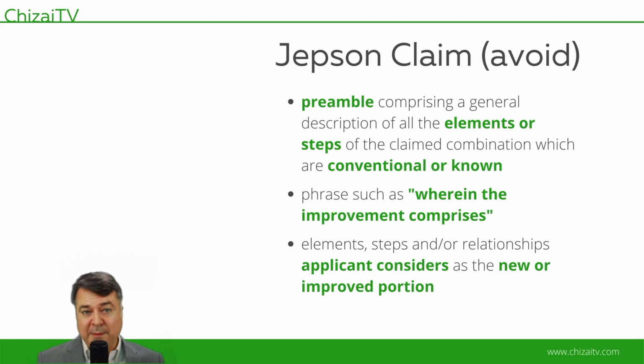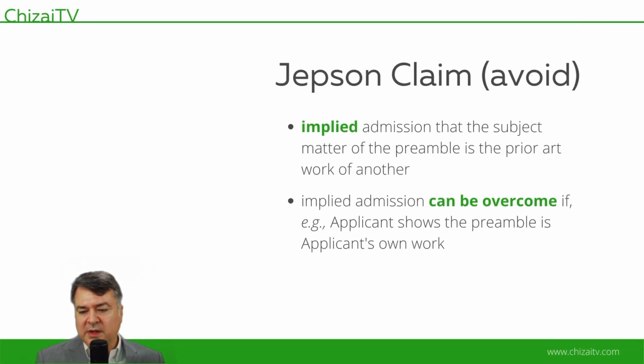So regarding an applicant admission of prior art, there is an implied admission that what you put in the preamble is the work of another, and you're admitting that it's prior art. This is a little bit different because this admission, you can overcome. You can argue back against it, and you might be able to avoid having your preamble be admitted prior art. As it says here, implied admission can be overcome. For example, if the applicant shows the preamble is applicant's own work or something like that.